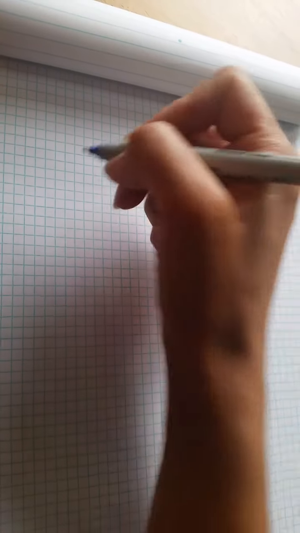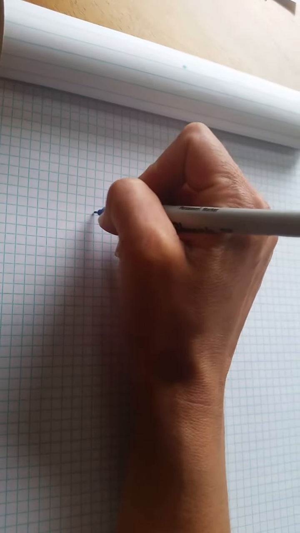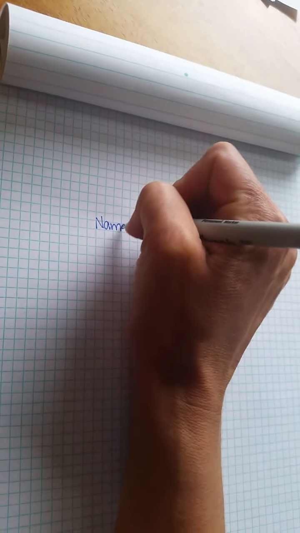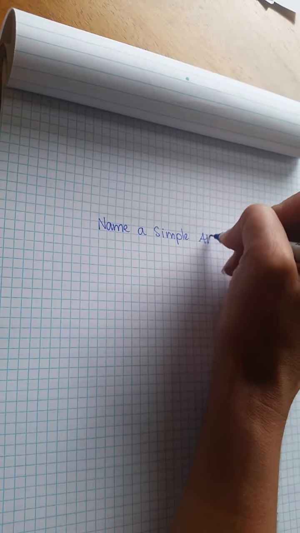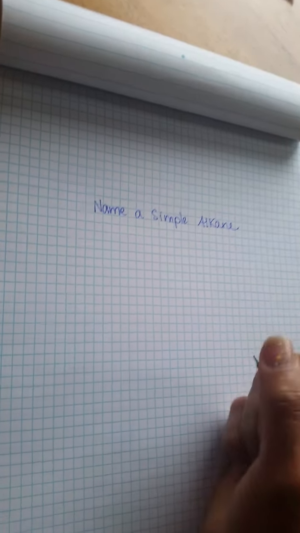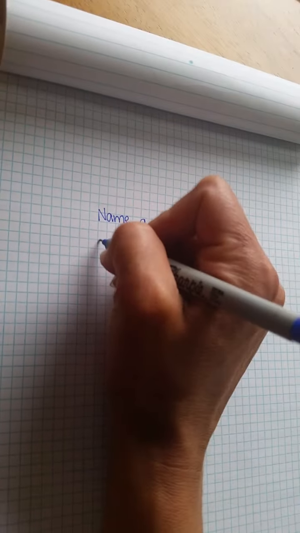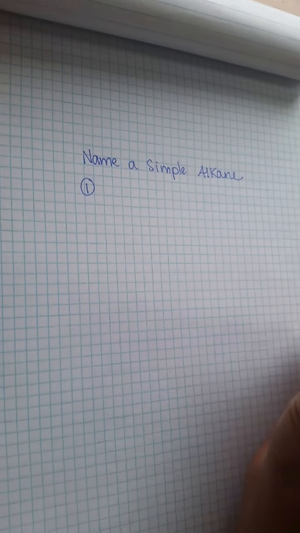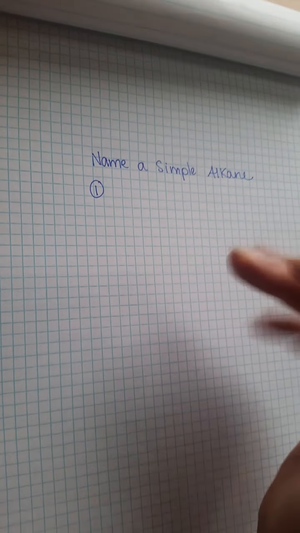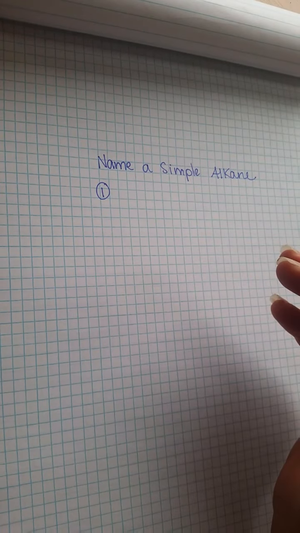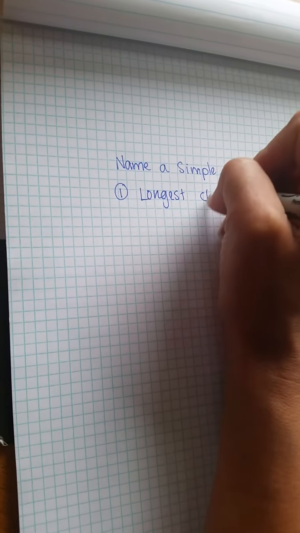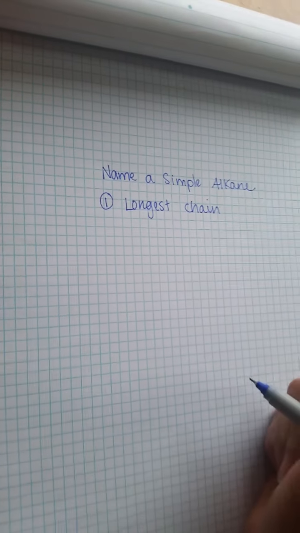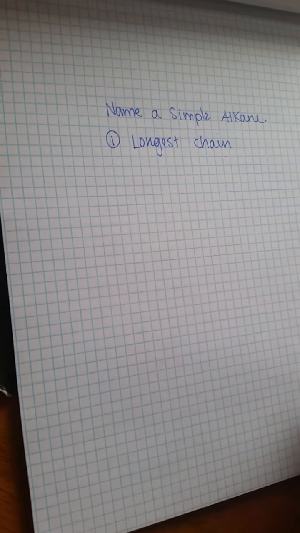So I'm going to just give you some simple steps for how to name a simple alkane. The first step is that naming alkanes will always be based off of the longest carbon chain. You will have to learn prefixes that represent the number of carbons.